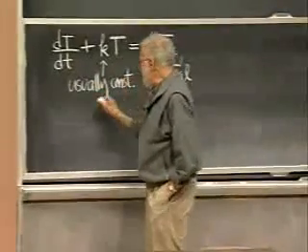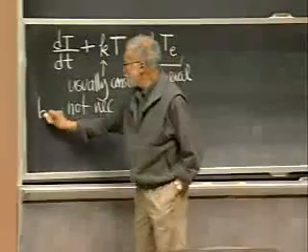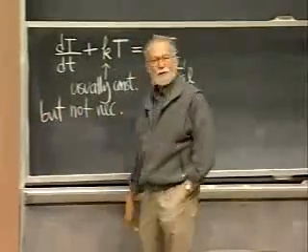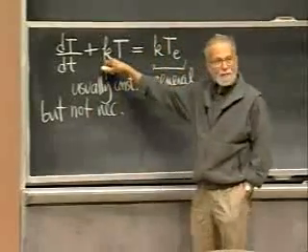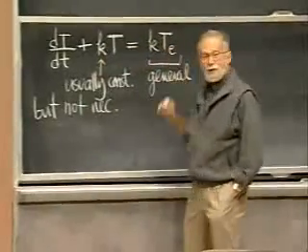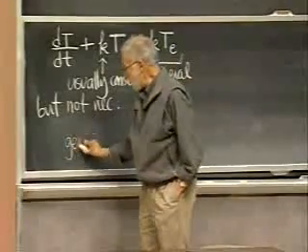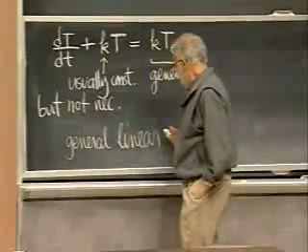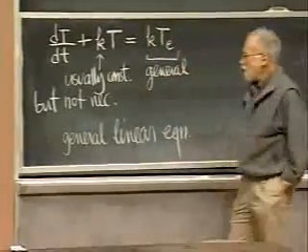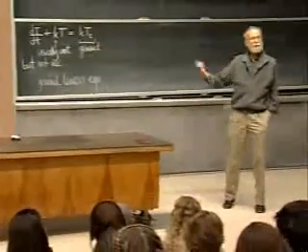So with this understanding, by allowing k to vary with time and the external temperature to vary with time, I can think of it as a general linear equation. So these models are not special, they're fairly general.